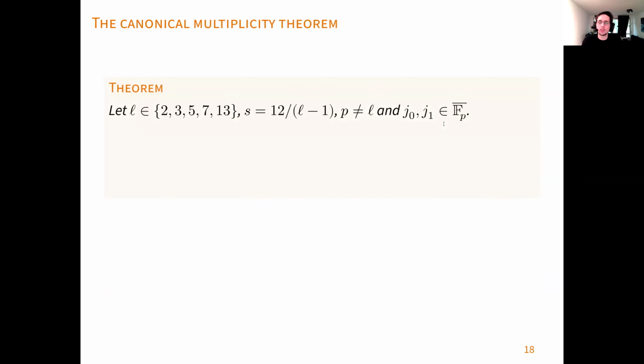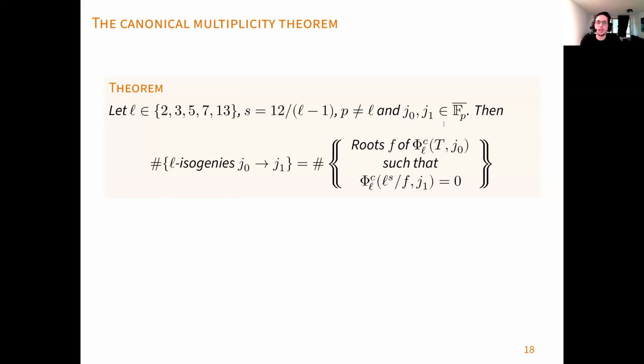And this is what I like to call the canonical multiplicity theorem. So we start with our setup. We have one of these 5 primes. We take our S to be 12 divided by L minus 1, a prime P that is not equal to L, and 2 j-invariants over FP bar. And then what our resultant theorem from earlier says is that we can count the number of l-isogenies from J0 to J1 by just counting the roots of the canonical modular polynomial evaluated at the starting j-invariant J0, where we only look at roots such that evaluating at L to the S over F and the target j-invariant J1 also results in 0.